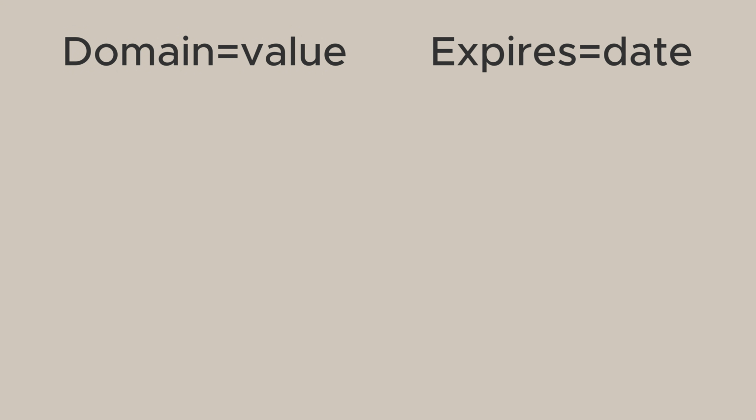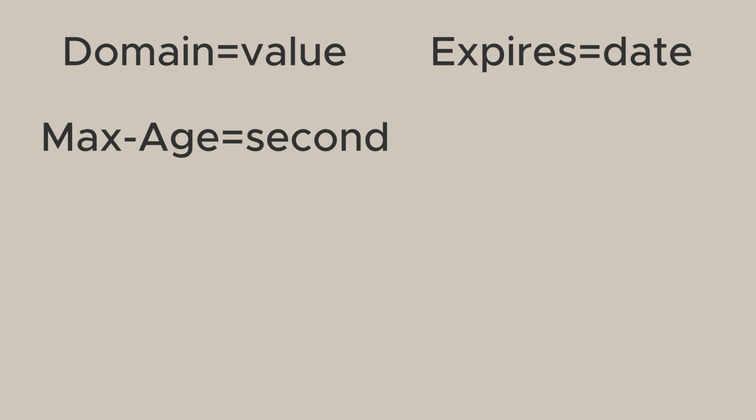Expires. This attribute specifies the time and date when the cookie expires. It has a specific date format you should follow. In most cases, it is easier to use the maxAge attribute instead of expires. MaxAge. This attribute specifies the number of seconds until the cookie expires. This attribute takes precedence over the expires attribute. HttpOnly. This attribute prevents JavaScript code running in the browser from reading the cookie. This is a good security feature. However, if you expect your client-side JavaScript code to read the cookie, you should not set this attribute.